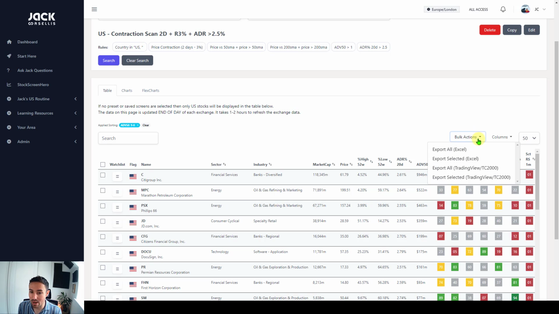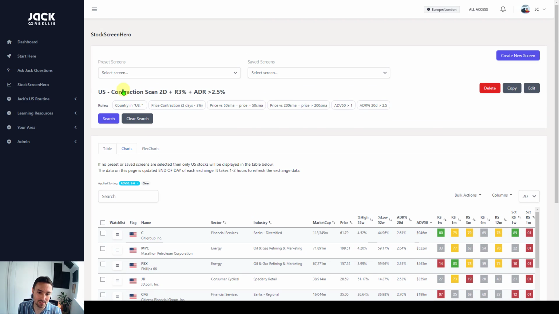You could also go bulk actions here, export all to TradingView, TC1000, Market Surge. That'll put it in a .txt file, so you can just copy them in, import them in. You could do it all to an Excel spreadsheet and copy them in that way if you want to. So let me just go charts here. Let me show you how quick this is, okay?